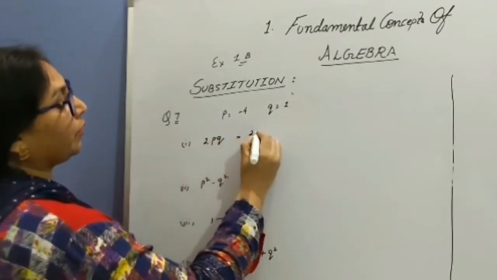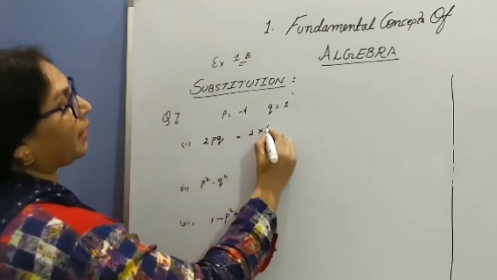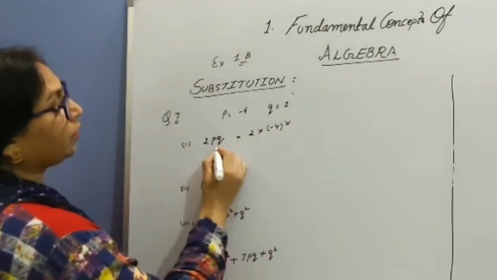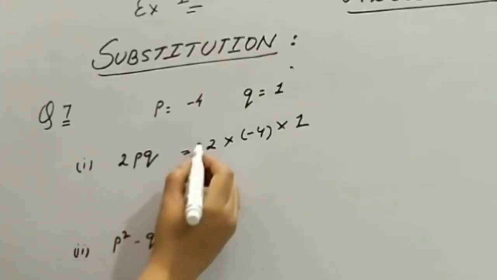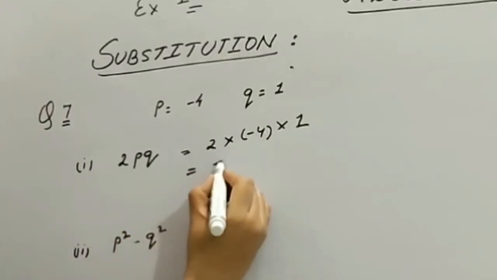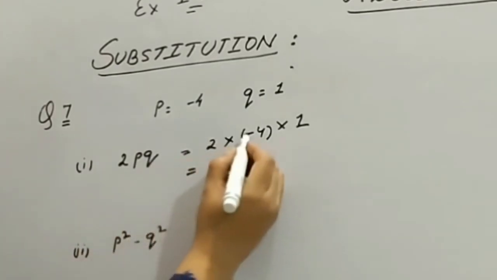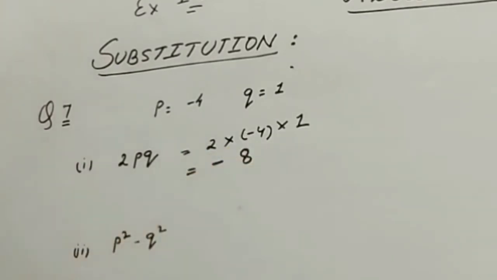Put value 2 into p. What is p here? Minus 4 into q. What is q? 1. And solve using the property of integers. As you have only one negative sign, the product is negative. 2 fours are 8. Hence the answer is minus 8. Let's move to the second question.